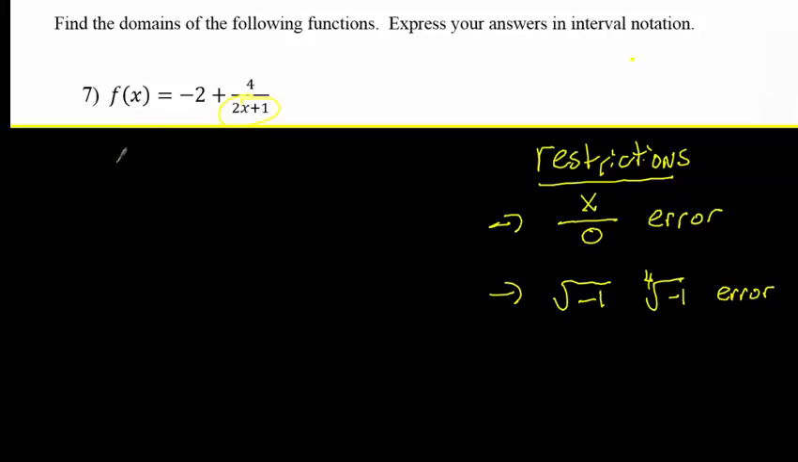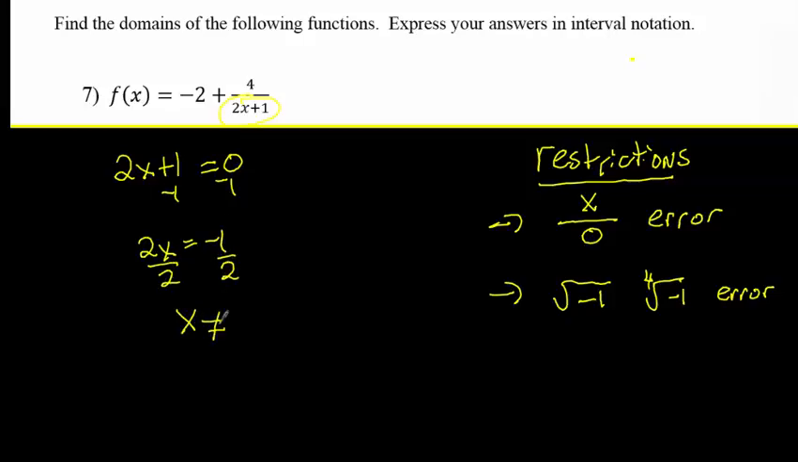So when is 2x plus 1 going to equal 0? Well, I subtract the 1 and I get 2x equals negative 1, and divide by 2. So we know that x here cannot equal negative 1/2. It can equal everything else except for negative 1/2.